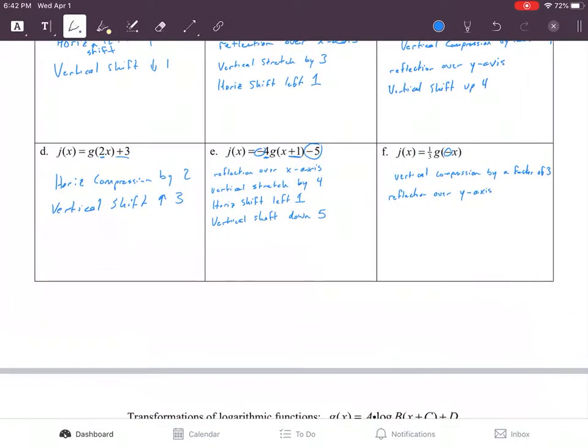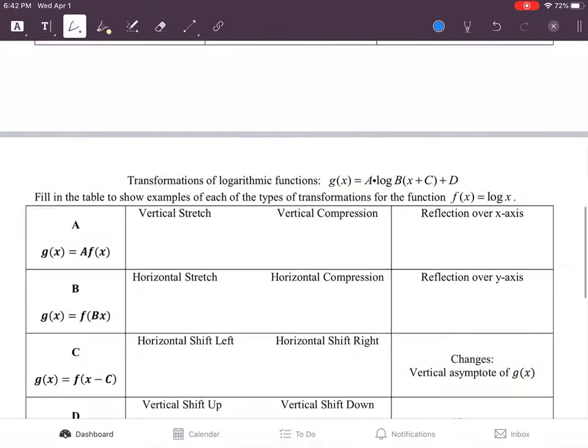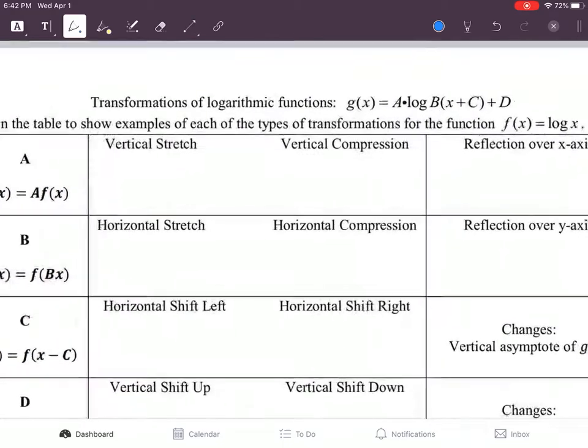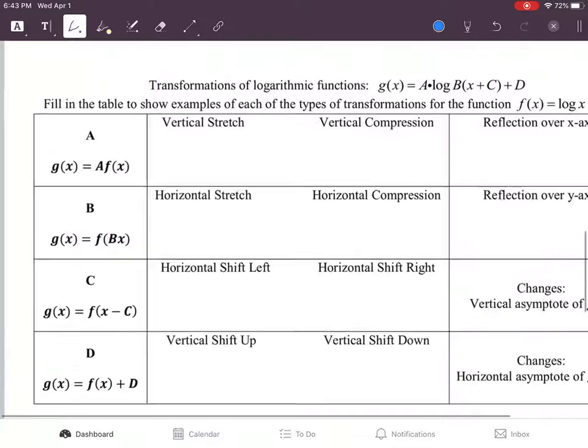The second page of the notes is going to be transformations on logarithmic functions. It's the same idea again of what's going to happen to a logarithmic function. So we have A as our vertical stretch or compression. The B value is going to be the horizontal stretch or compression. The C value is going to be a horizontal shift. And the D value is going to be a vertical shift. So it works the same way.